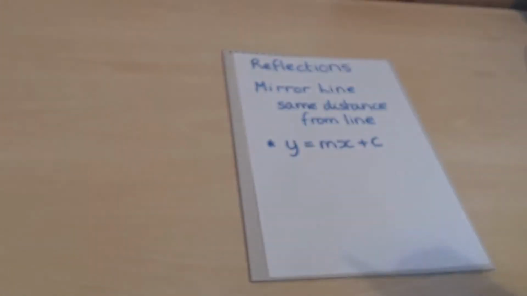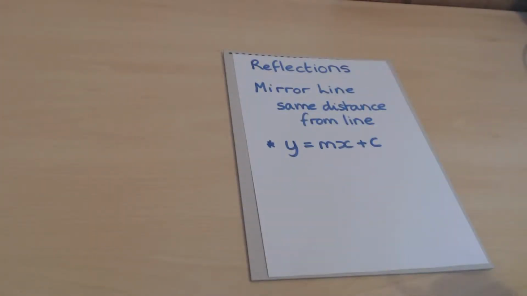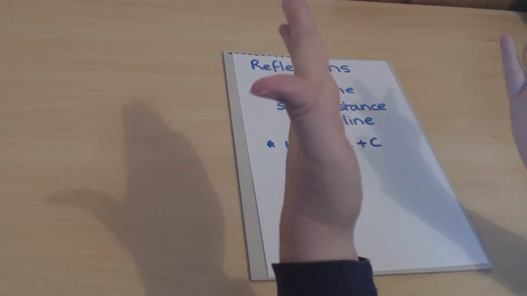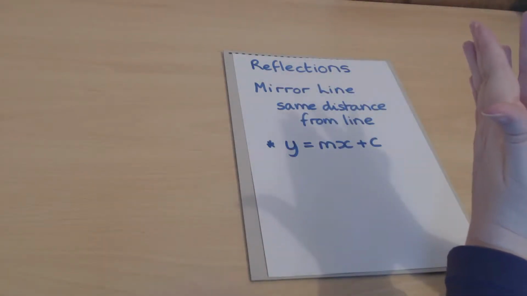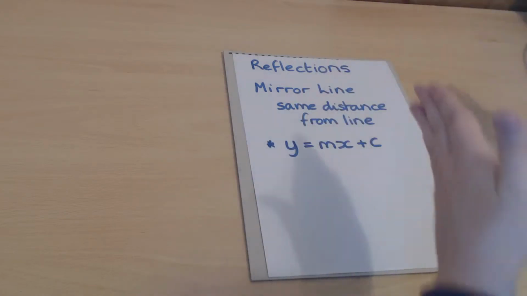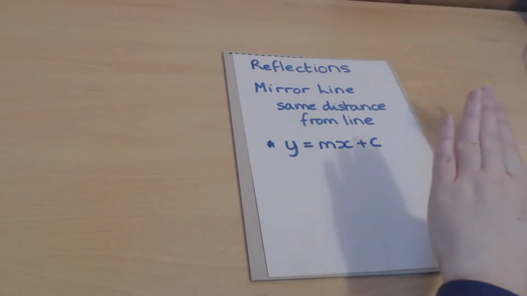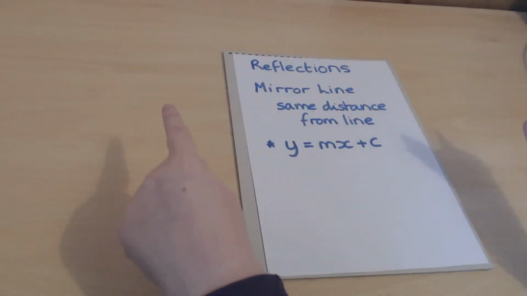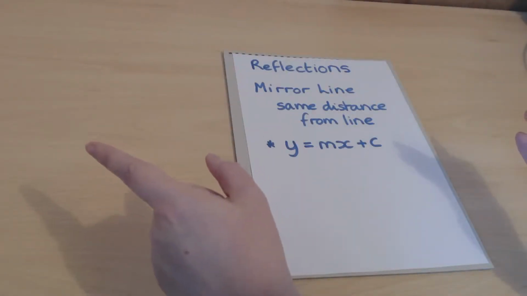Okay, so the important thing about reflections is you need to know where that center line is, which is often called a mirror line. And when you do your reflections, if the picture on this side is a little way away from your mirror line, then you need to make sure that it's the same distance away on the other side.